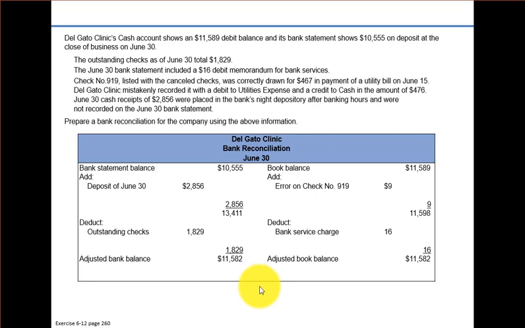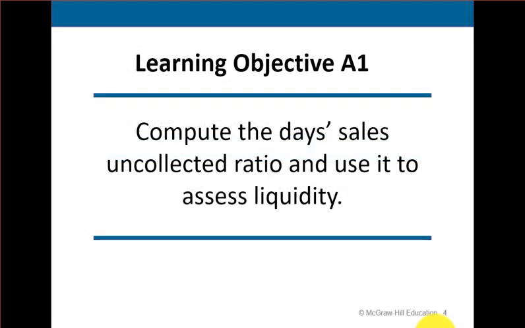And so that's how you reconcile a bank account using this information about what each side doesn't know about and either add or deduct it. Let's go a little further. Next thing we're going to do is compute the days sales uncollected ratio and use it to assess liquidity.